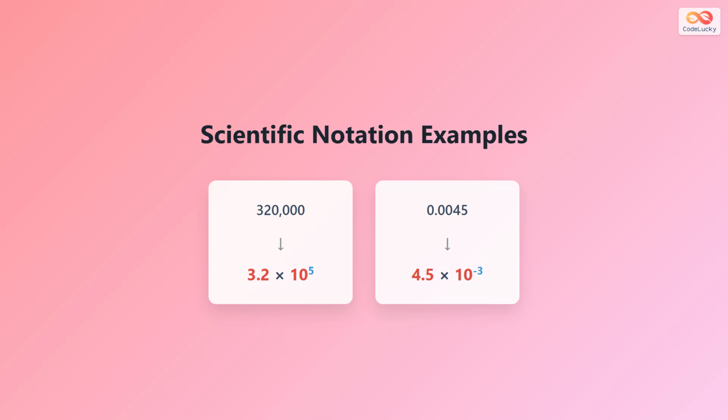Let's look at some examples of scientific notation. The standard number 320,000 can be written in scientific notation as 3.2 times 10 to the power of 5. The standard number 0.0045 can be written in scientific notation as 4.5 times 10 to the power of -3.